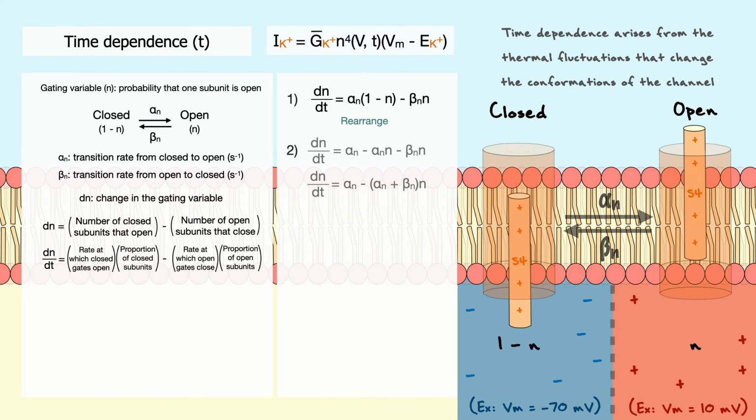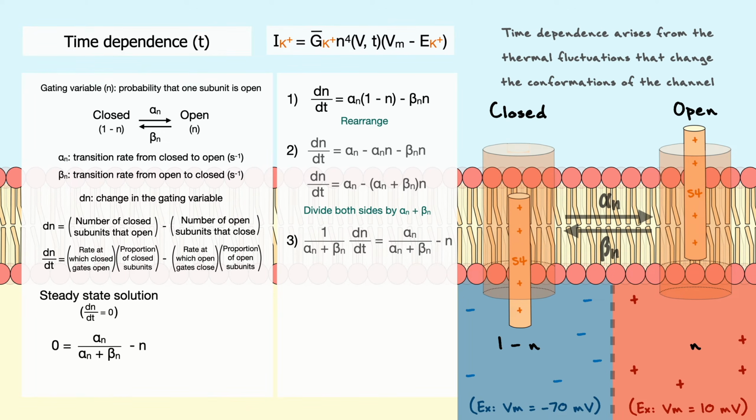By rearranging the equation and dividing by alpha n plus beta n, we can get this expression in which we can obtain 2 important values. First, we can consider the steady-state solution, which happens when the derivative of n with respect to time is equal to 0. This leaves us with 0 being equal to alpha n divided by alpha n plus beta n minus n. Here, we can establish a new quantity called n infinity, which corresponds to the maximal probability of opening the gate at a steady state.